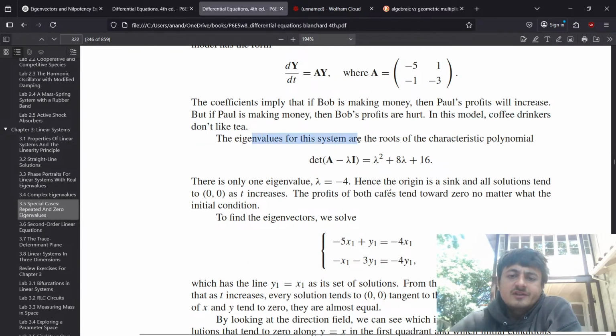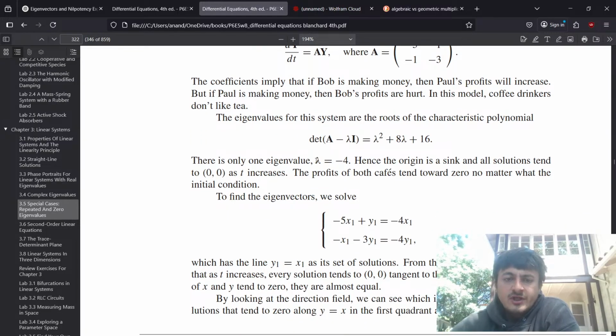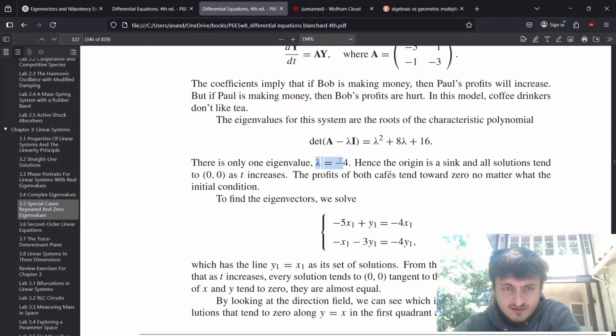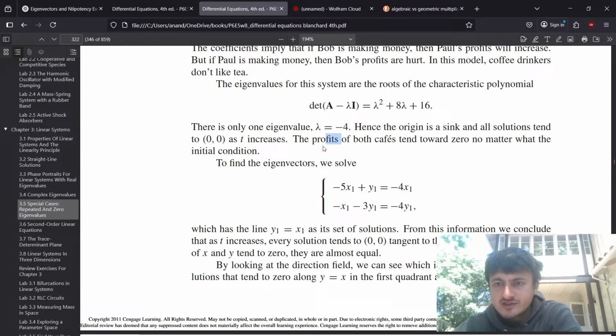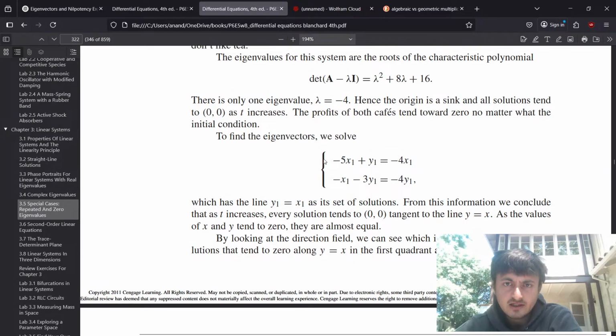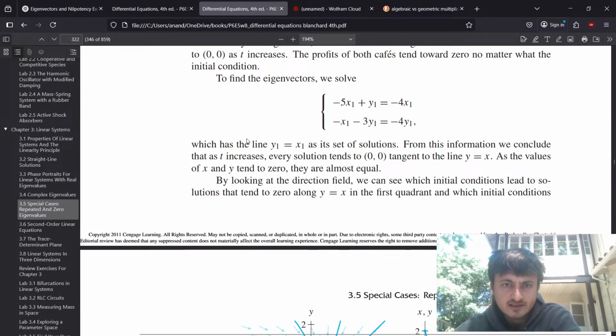The eigenvalues for this system are the roots of the characteristic polynomial. There's only one eigenvalue, lambda equal to minus 4. Hence, the origin is a sink, and all solutions tend to 0, 0 as t increases. The profits of both cafes tend towards 0 no matter what the initial condition. To find the eigenvectors, we solve Ax equal to lambda x, which has the line y1 equal to x1 as its set of solutions.